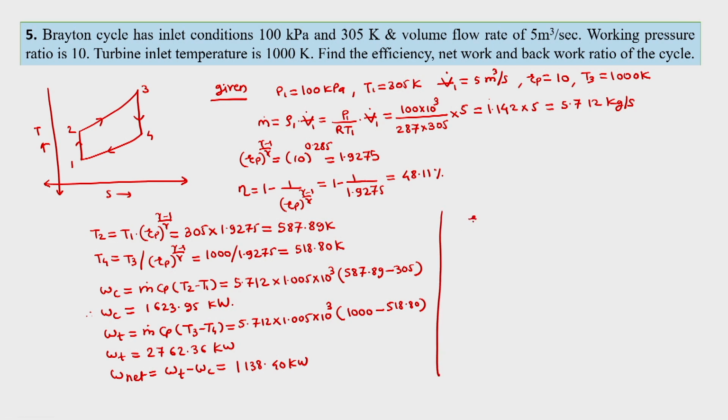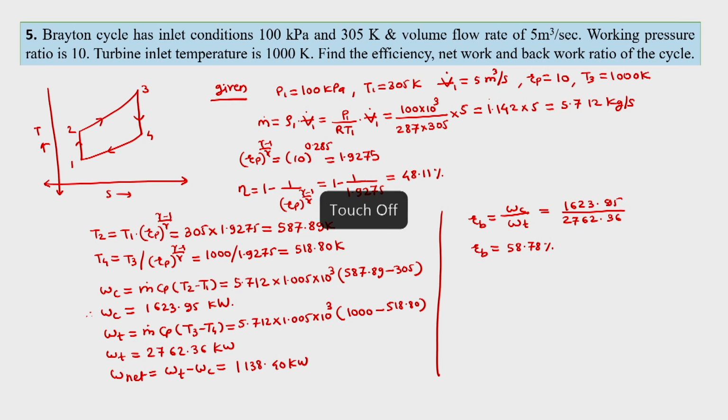Now we can find out RB, which is back work ratio, as compressor work divided by turbine work, and it is 1623.95 divided by 2762.36. So back work ratio is 58.78% or 0.5878. So this is how we would have solved the example on Brayton cycle.